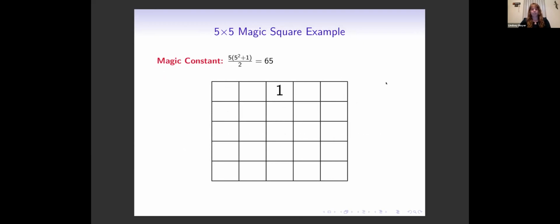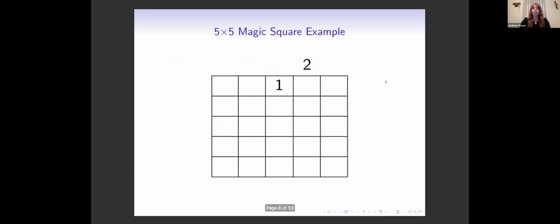How do we do that? We're going to use our Siamese method, which is you start in the top row, in the middle column, and place the number 1. You're going to do this next step n amount of times. The step is you go to the right one column and up one row and place the next consecutive number there. However, that would put 2 floating above our magic square. When this occurs, we do a wraparound, staying in the same column but going to the bottommost row and placing our number there.